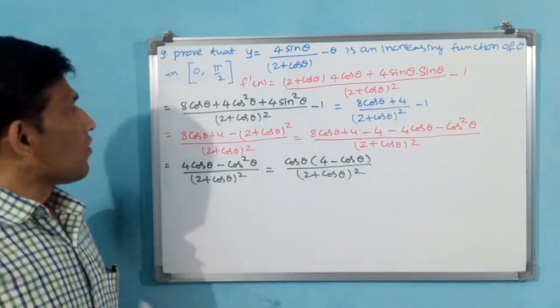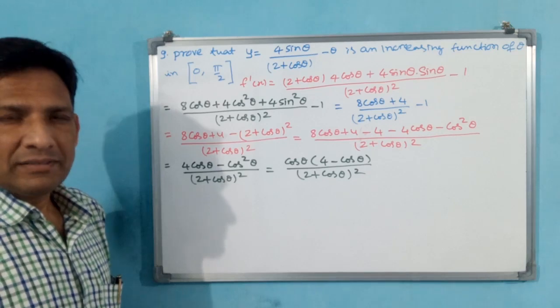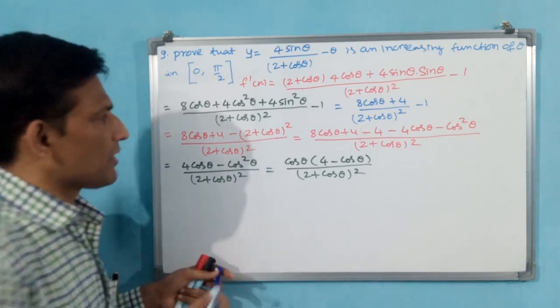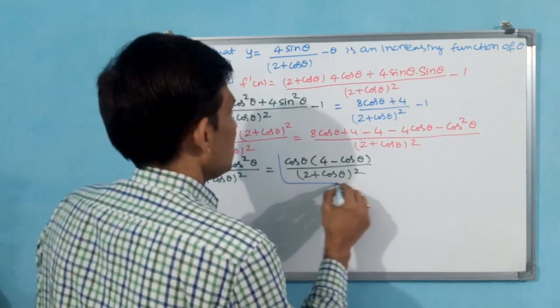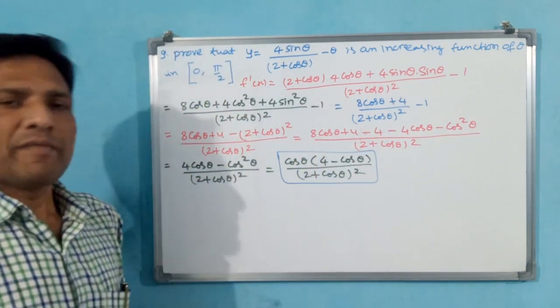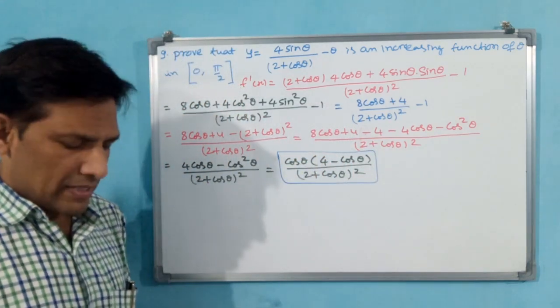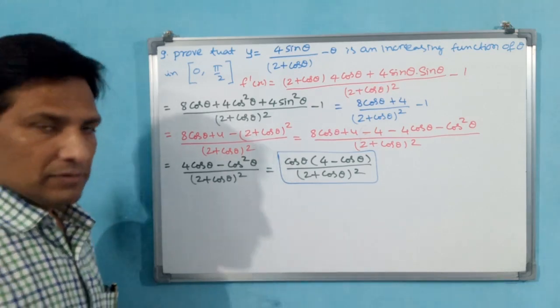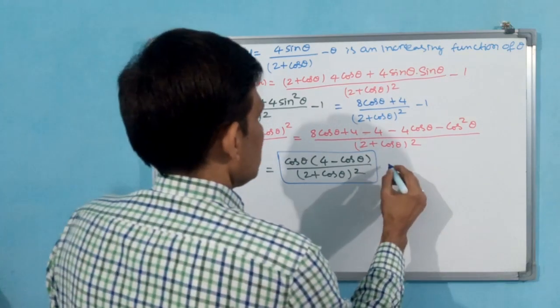Okay. Now, what is our next step normally? This is f dash x. You box it. F dash x should be made equal to 0. That's all. Let us make it 0. Let us make it 0.